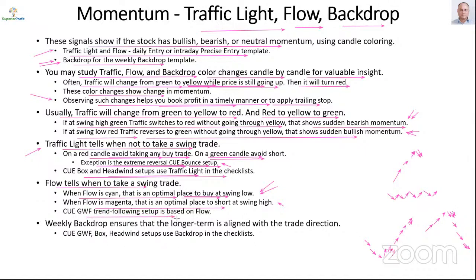Q Go with Flow trend following setup is based on flow. Flow is the primary indicator for deciding, not the only indicator, but the primary indicator in deciding Go with Flow setup. Just like for bounce setup, the primary indicator is trend line. For Go with Flow, it is the flow color. For headwind, the primary indicator, not the only, but primary indicator is the headwind signal. For box setup, the primary indicator is watermark level, double top, double bottom.